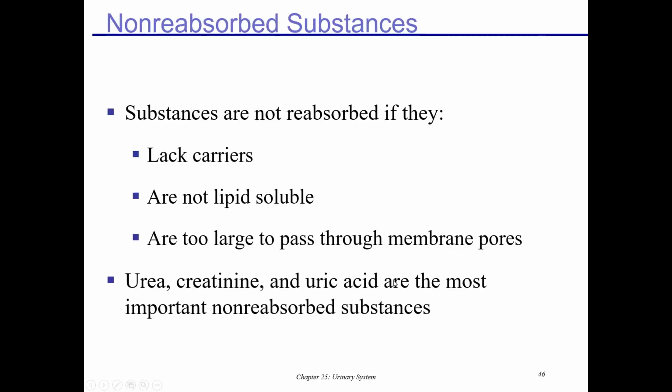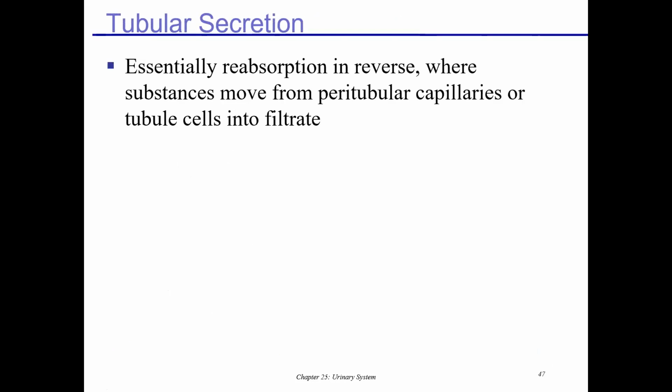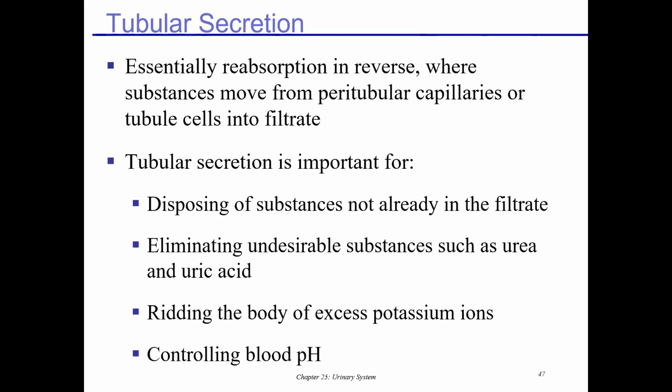So we don't reabsorb these nitrogenous wastes because we don't want them. We've got to get rid of them. We don't want them to accumulate. Now, we do have to get rid of other stuff that's too big to go through the fenestrations, through the glomerulus.